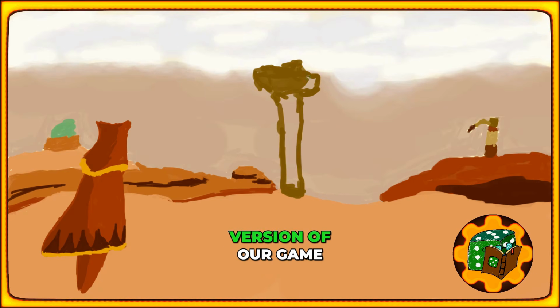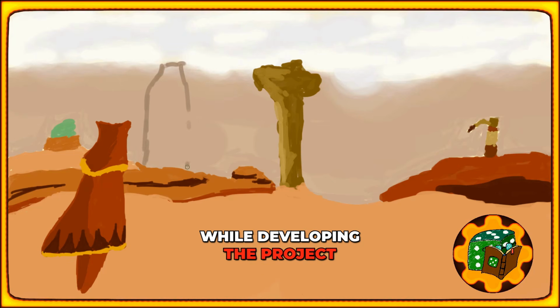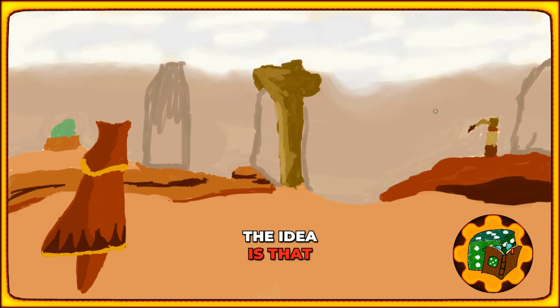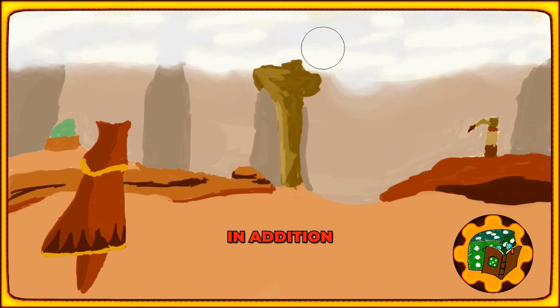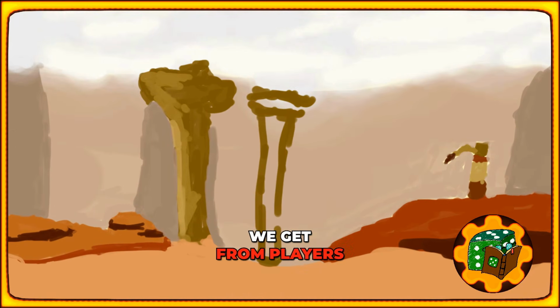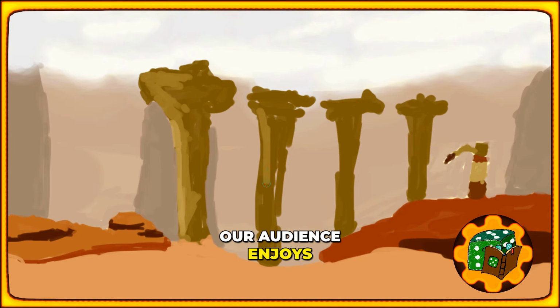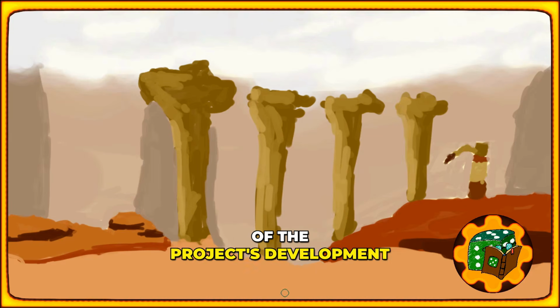Once the first demo version of our game is publicly available, we should engage in constant user testing while developing the project. This phase is usually coined full production. The idea is that everything is ready to create more and more content, and the development of less relevant features. In addition, we want to use the feedback we get from players playing our demo to push the game in a direction our audience enjoys. Full production usually lasts for about 40% of the project's development time.